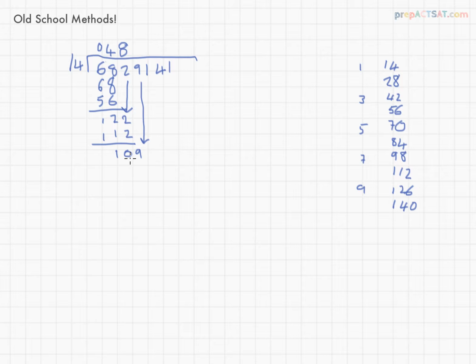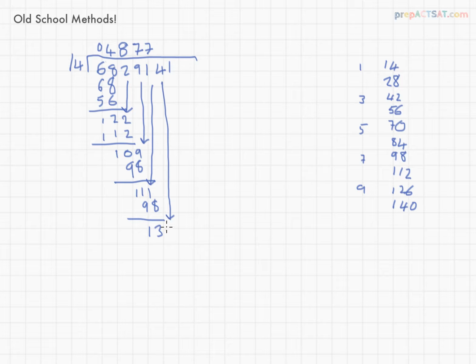Now we're looking for how many 14s in 109. Okay, the answer's got to be 7, and 7 14s are actually 98. So now we need to subtract this difference here, which is 9 plus 2, which is 11, and we need to bring the next digit down. So 14s into 111 are 7 again. And so I need to write 98 here, and I'm going to subtract. So 111 minus 98 is 13.